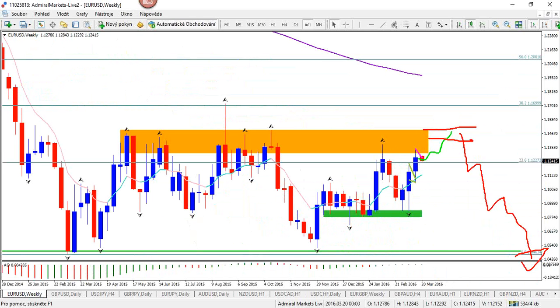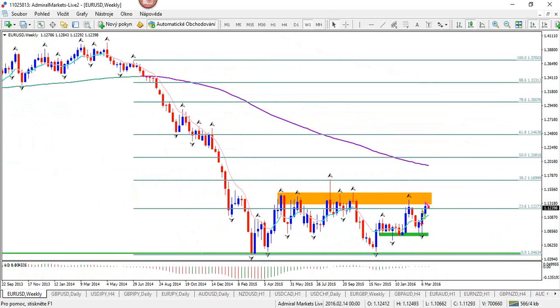Now, not everyone is convinced about that necessarily. Some expect that this consolidation box could stay for a lot longer than that, a lot longer than May, maybe for the rest of the year.